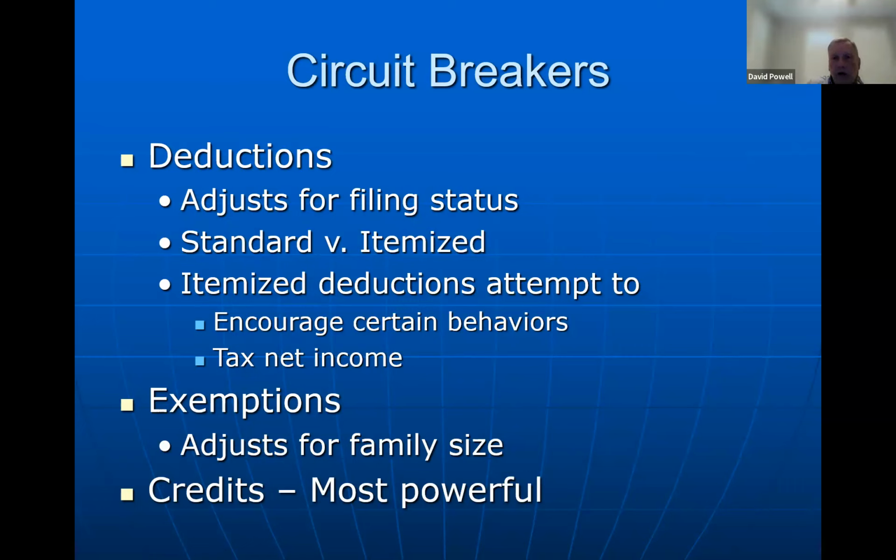So deductions are there to try and adjust for filing status. And so you'll have one standard deduction if you are filing as a single taxpayer, another standard deduction if you're filing as married filing separately, another one if you're married filing jointly, and another one if you're filing as head of household. And head of household is usually reserved for those taxpayers who are either senior citizens or taxpayers with demonstrated disabilities. And those are the ones who tend to be able to file as head of household. So it adjusts for your filing status, whether you're single, married, so on and so on.